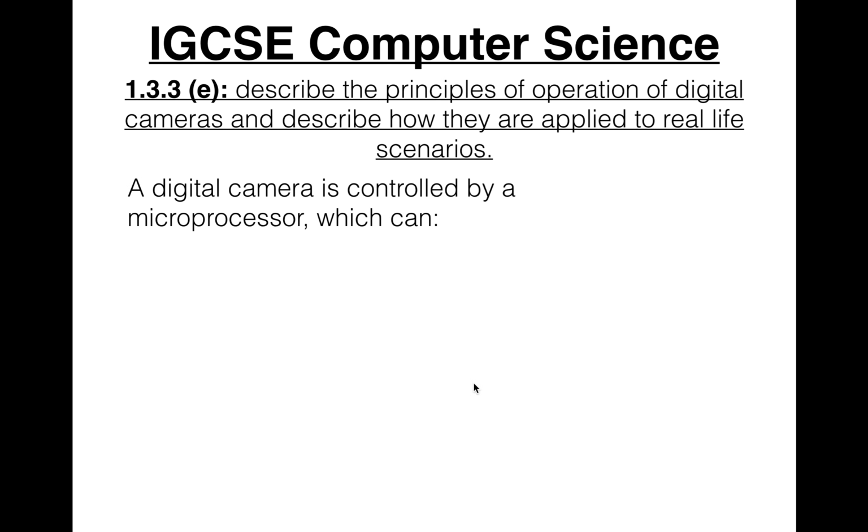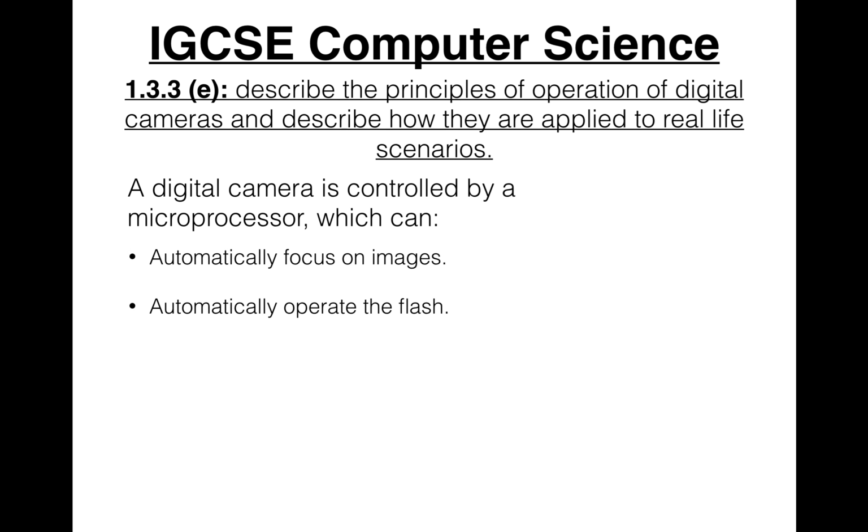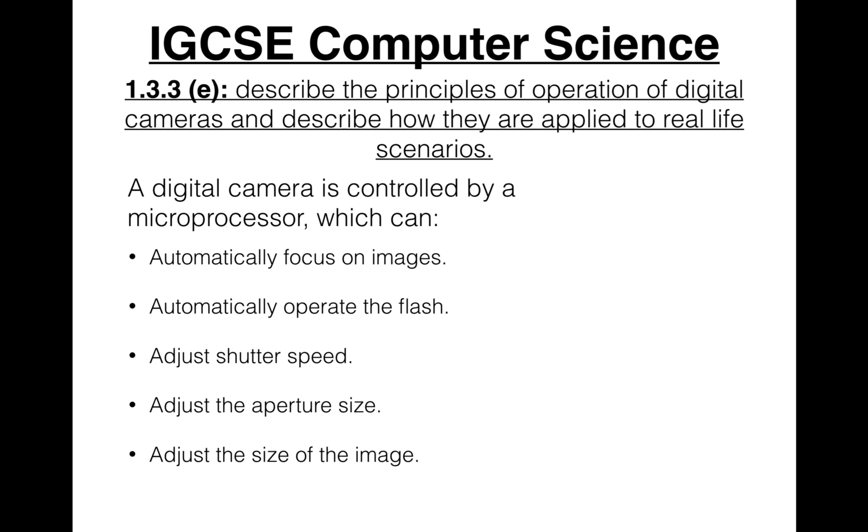So a digital camera is controlled by a microprocessor, which can automatically focus on images, automatically operate the flash, adjust the shutter speed, adjust the aperture size, adjust the size of the image, and remove red eye. So you may notice these features on your phone. Digital cameras can do these things, which really helps, because back in the day, you couldn't really remove red eye that easily.